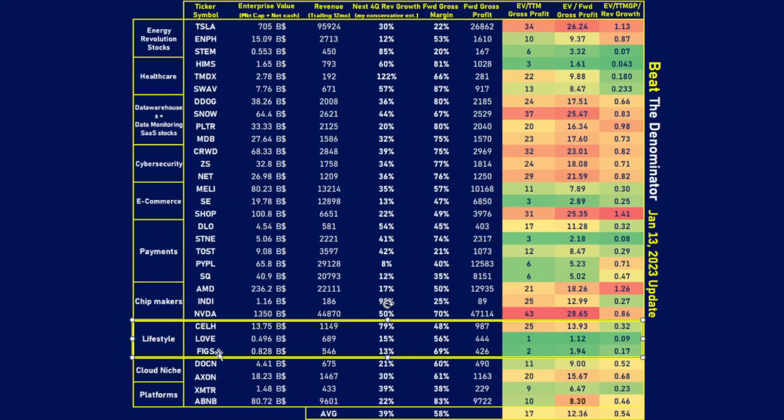And in the case of Figs, he says he owns the maximum he can own for Figs, right? Because he's a fund manager, and so there's limits to how much he can own. Anyways, these were my lifestyle stocks.